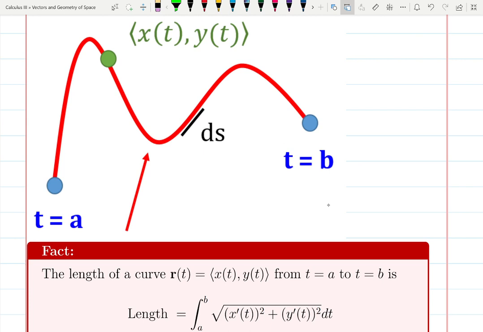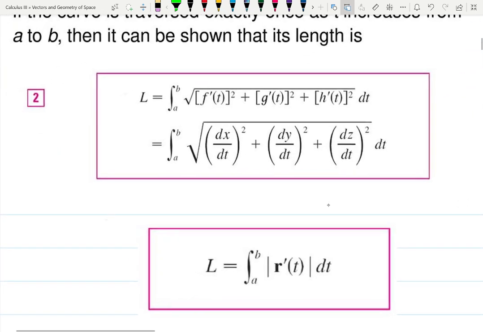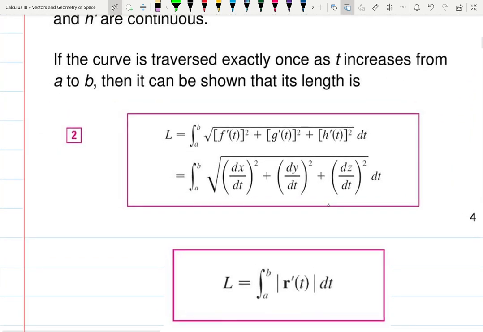Now we have vectors though. Suppose we have a vector equation, like we learned before, and the curve is traversed. Do you know the word traversed? What is that? Traveled. Traveled, exactly. Thank you. I like asking. Traversed means traveled exactly once as t is increasing from a to b. Then we have basically the same equation. That's a beautiful thing. There are not many things to learn in this case.